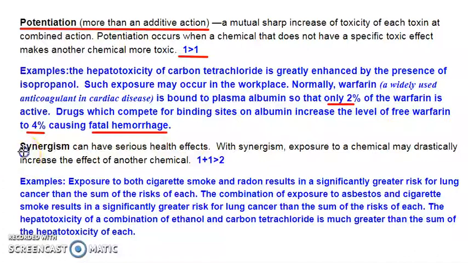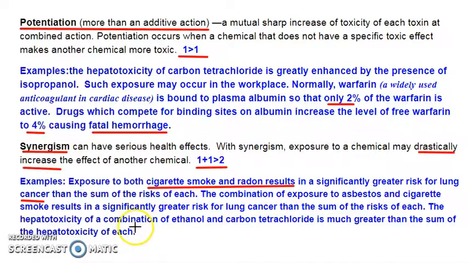Synergism can have serious health effects. With synergism, exposure to a chemical may drastically increase the effect of another chemical. Examples: exposure to cigarette smoke and radon results in significantly greater risk for lung cancer than the sum of the risk of each. The combination of exposure to asbestos and cigarette smoke results in significantly greater risk for lung cancer than the sum of the risk for each.